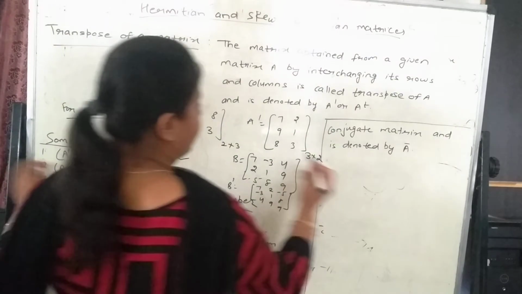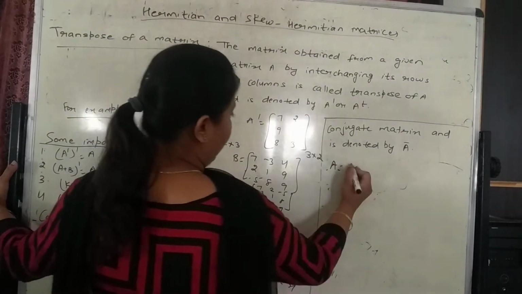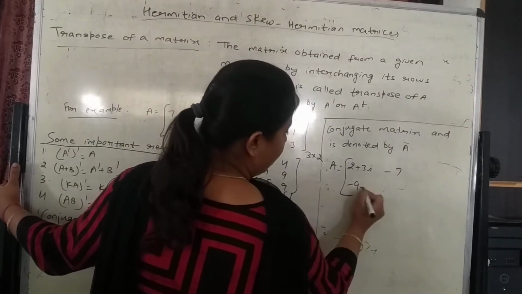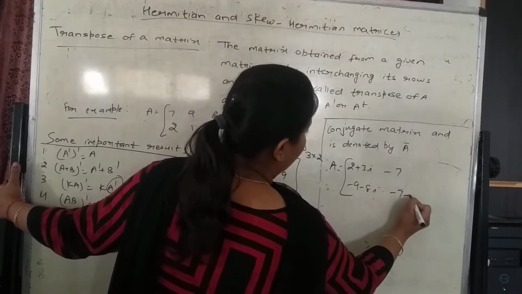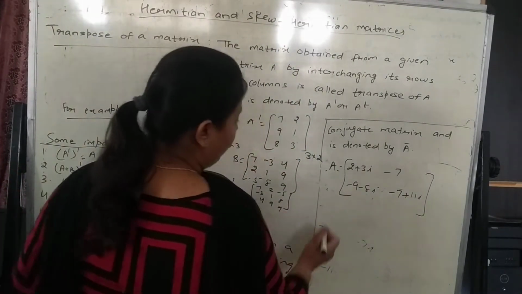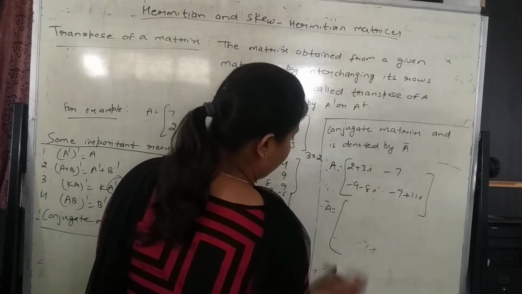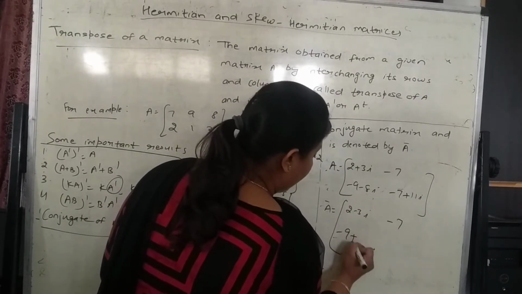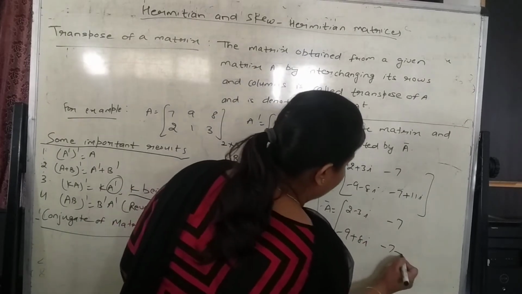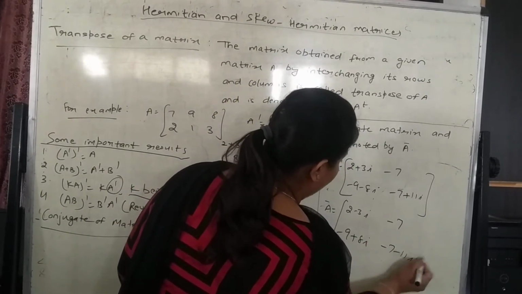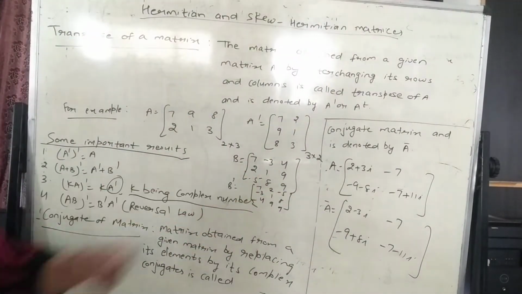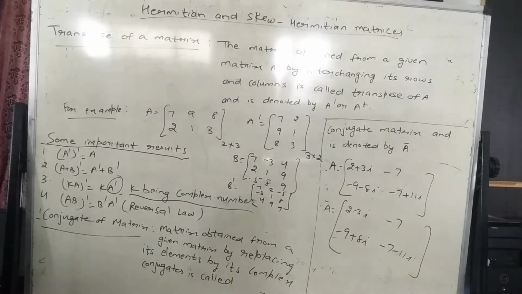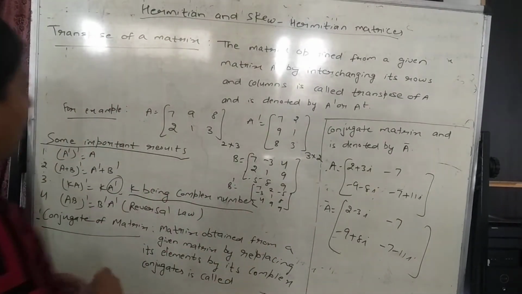Let us take an example. This is a matrix A: 2 plus 3 iota, minus 7, minus 9, minus 8 iota, minus 7 plus 11 iota. When we conjugate it, it will become 2 minus 3 iota, minus 7, minus 9, plus 8 iota, minus 7 minus 11 iota. Here I have changed the sign of the imaginary part of all the elements of that matrix. So it becomes the conjugate matrix. It is denoted by A bar.